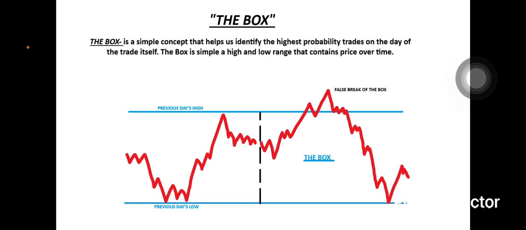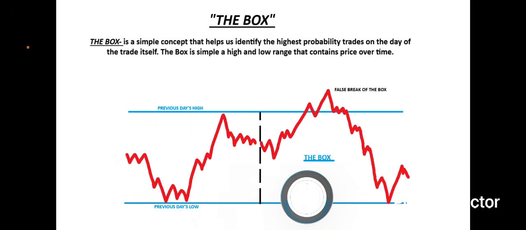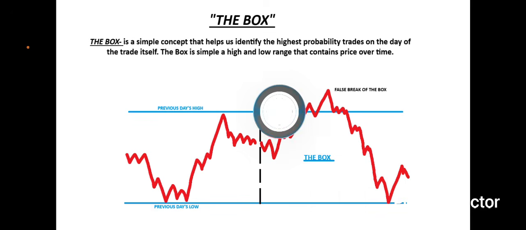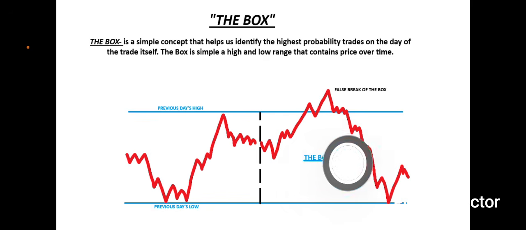So keep it simple. The box is a simple concept that helps us identify the highest probability trades on the day of the trade itself. The box is a simple high and low range that contains price over time. So you can see here we have the previous day's high and the previous day's low, and that is projected onto the current day, which is the day that we are coming to the charts trading.